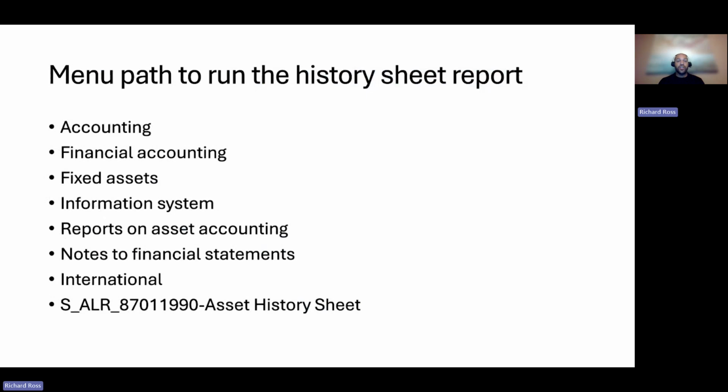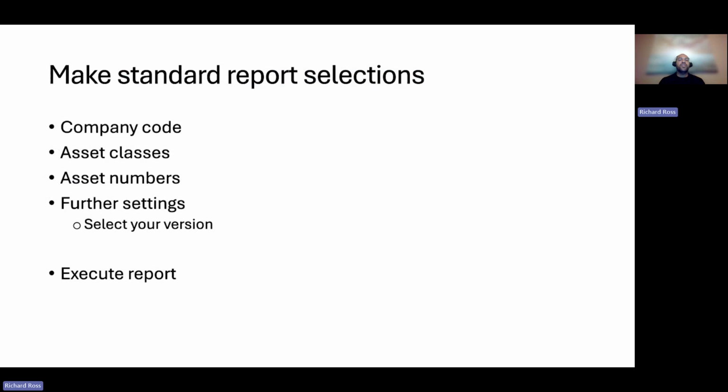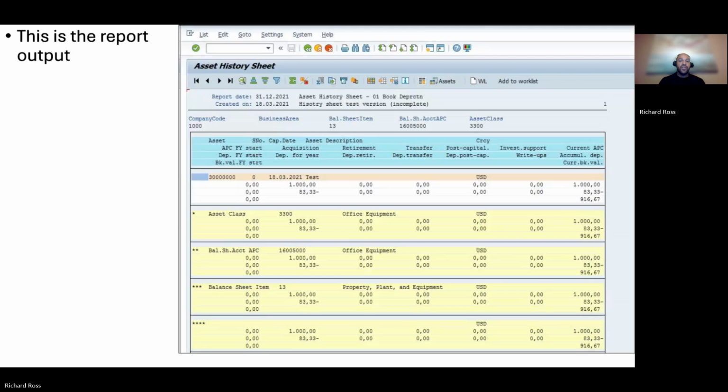Menu path to run history sheet report: Accounting, financial accounting, fixed assets, information system, reports on asset accounting, notes to financial statements, international asset history sheet. Make these standard report selections, the company code, the asset classes, the asset numbers, and click further settings. And there you can select your own version that you have customized. And last but not least, execute the report. This is the report output.